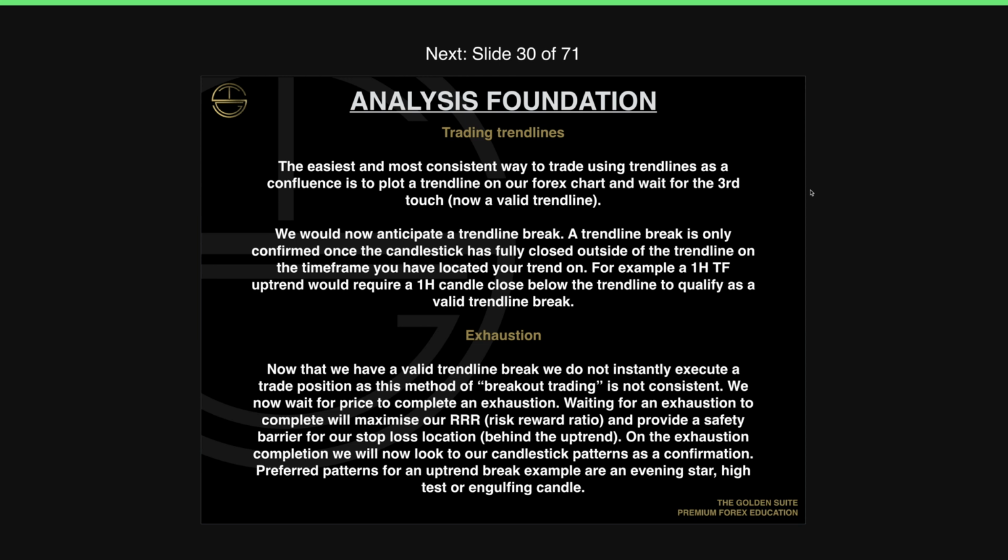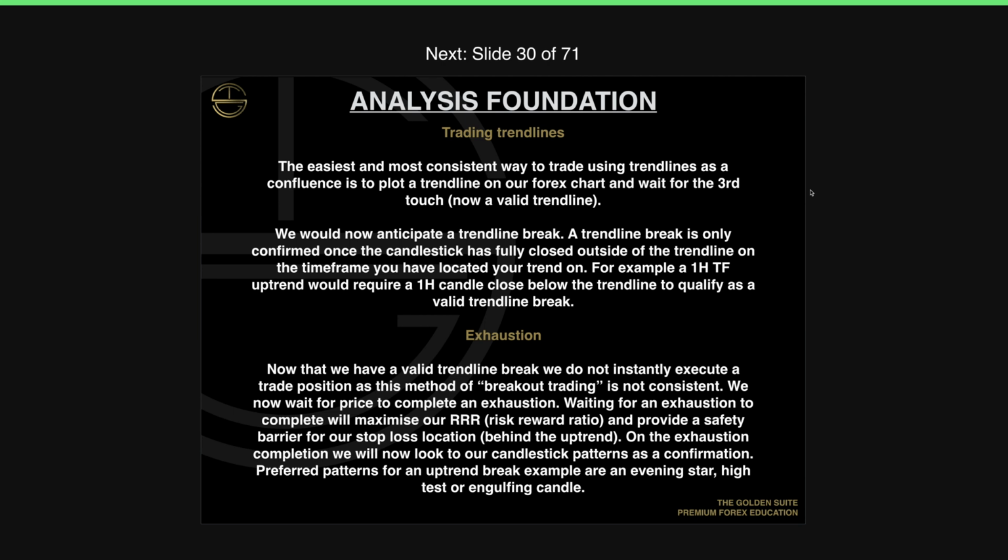A trend line break is only confirmed once the candlestick has fully closed outside of the trend line on the time frame you have located your trend on. So if it's an hourly uptrend, you need an hourly candle close below that uptrend. That's a confirmed break. I'm going to show you some examples of this very shortly. For example, on a 1 hour time frame uptrend, you require a 1 hour candle close below the trend line to qualify as a valid trend line break.